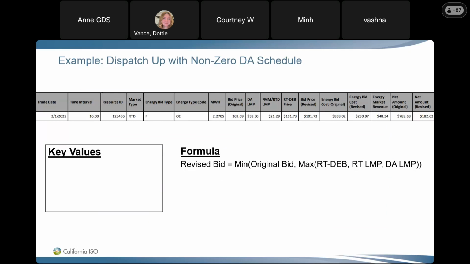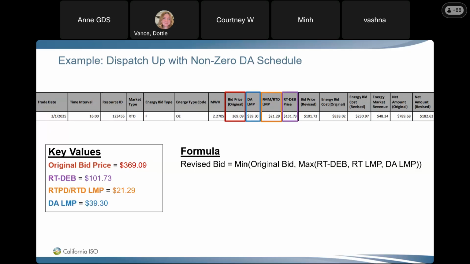I also have it color coded to help as we go through it, because again, a lot of numbers. The first value we're going to look at is that original bid price, so the $369.09. The next price we'll look at is the RT DEB, so it's $100.73. The next price in this equation is the RTD LMP, which is $21.29. And then because this is a non-zero day-ahead schedule, this will apply, so it's the $39.30.